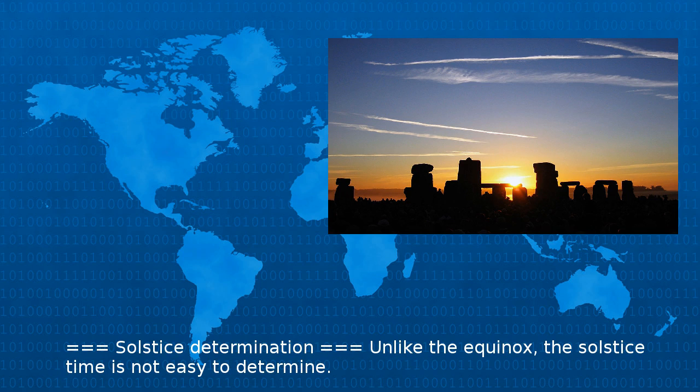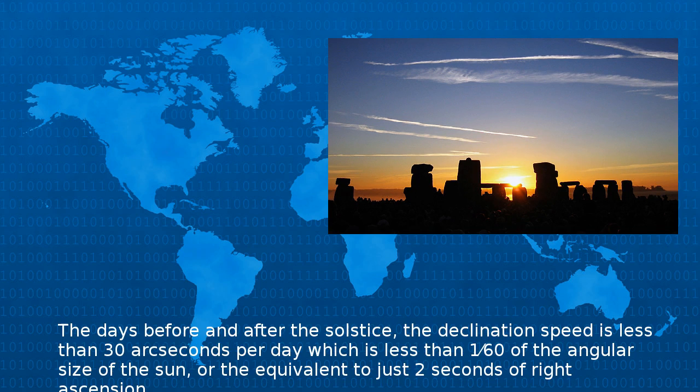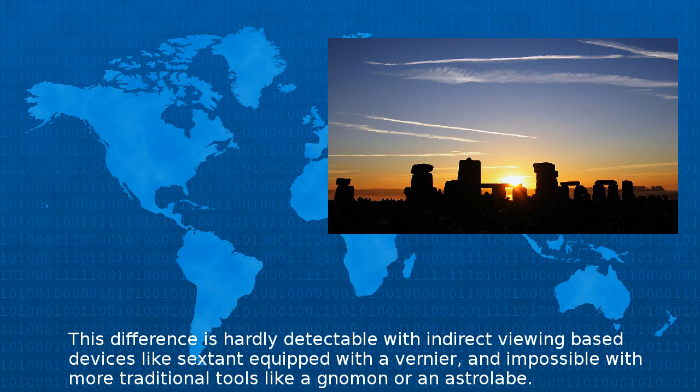Solstice determination. Unlike the equinox, the solstice time is not easy to determine. The changes in solar declination become smaller as the sun gets closer to its minimum declination. The days before and after the solstice, the declination speed is less than 30 arcseconds per day, which is less than 1/60th of the angular size of the sun, or the equivalent to just 2 seconds of right ascension. This difference is hardly detectable with indirect viewing-based devices like a sextant equipped with a vernier, and impossible with more traditional tools like a gnomon or an astrolabe.